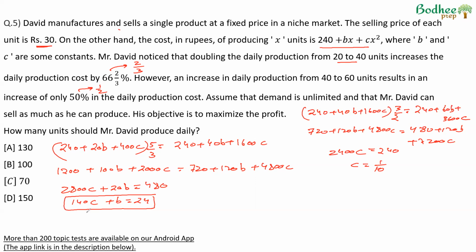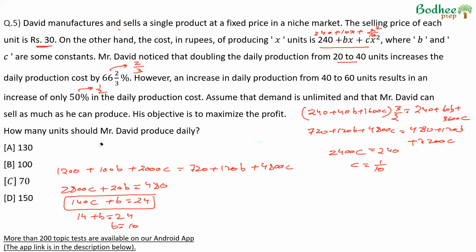And we put C as 1 by 10 here. 14 plus B is equal to 24. B comes to 10. Therefore, the net equation that we'll have here is 240 plus 10x plus x square by 10. This is the cost equation, the cost curve that we have.